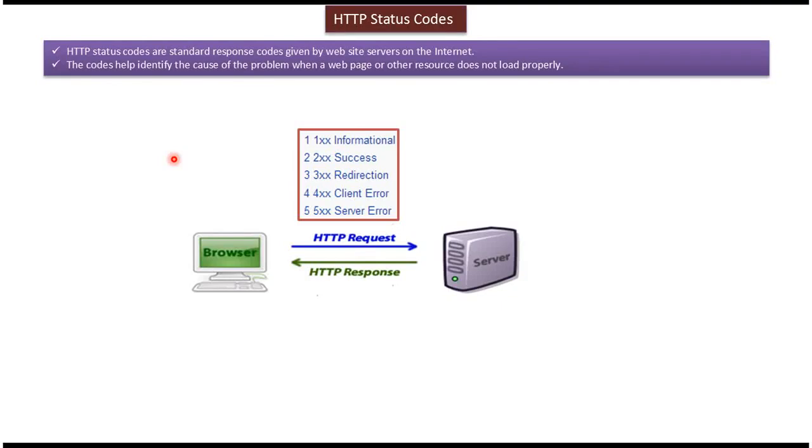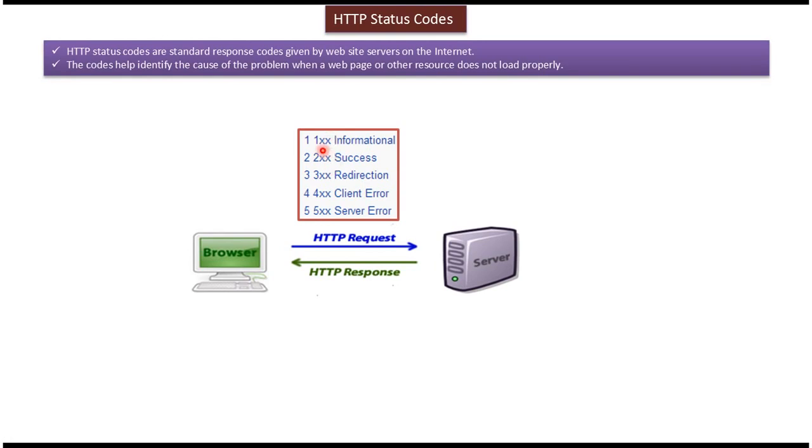Hi, in this video tutorial I will cover HTTP status codes. HTTP status codes are nothing but standard response codes which a server will send to the client. Using that response code, we can identify whether the request was successfully processed by the server or not. And there are five types of status codes available.